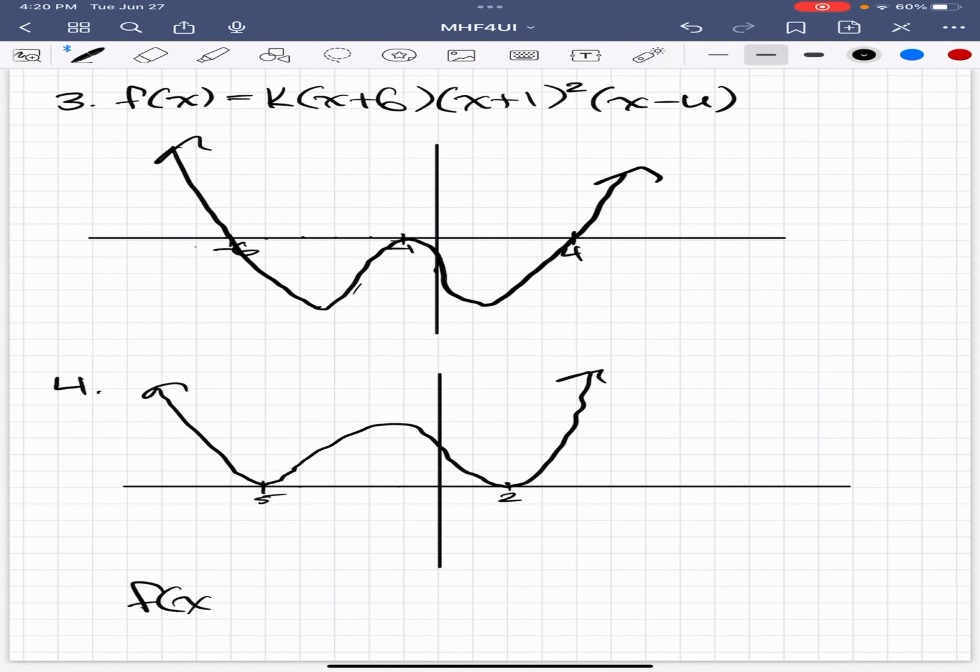So our f of x would equal k. So I have a quartic function and two numbers in which they form a quadratic shape. A quartic function forms two quadratic shapes at -5 and +2 due to order of 2. So both of them are order of 2.